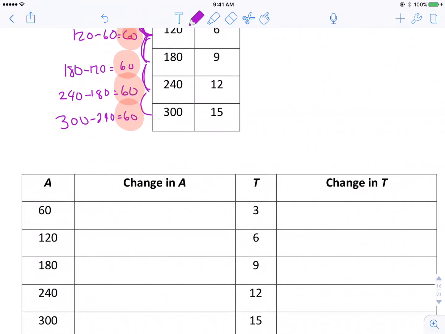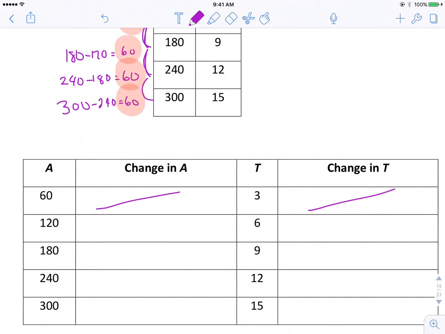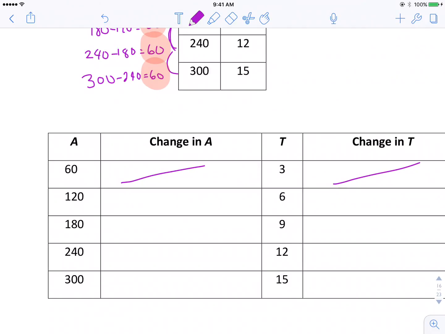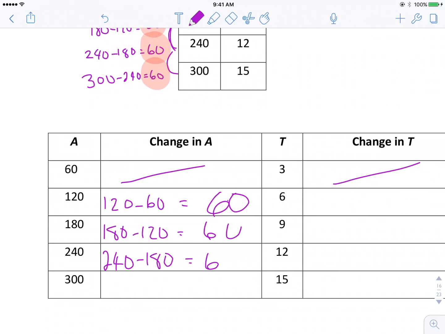Now the table below is just a table to help us do those calculations. With our first one, because we don't have any value to do the difference from, we cancel them out. And then our next steps are exactly what I just did above. 120 minus 60 is equal to 60. 180 minus 120 is equal to 60. 240 minus 180 is equal to 60. And 300 minus 240 is equal to 60. So we can see that constant change.